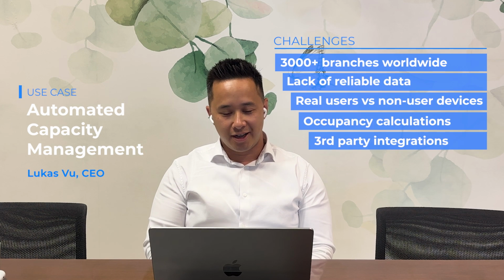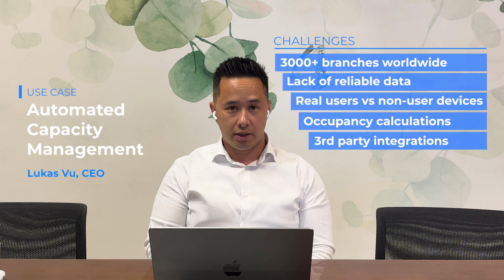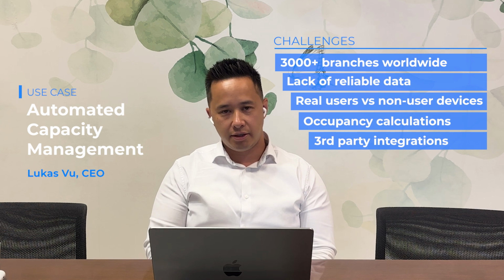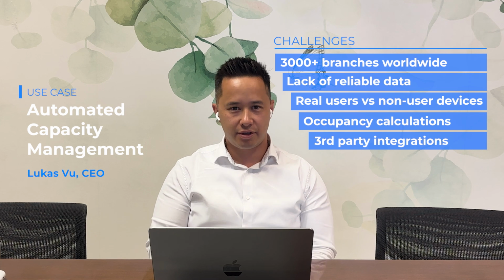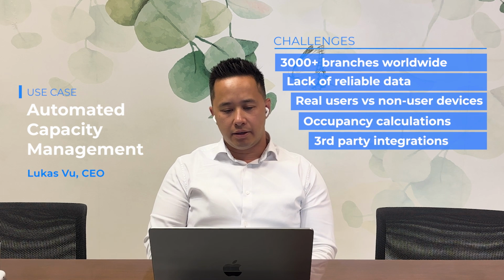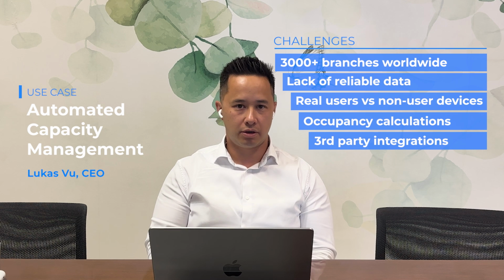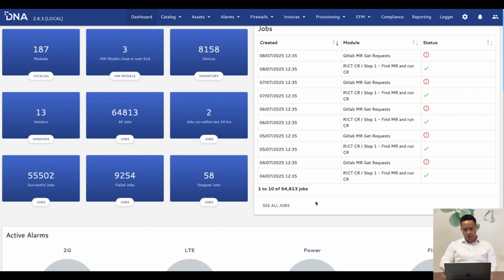Their main challenge has been the inability to track their branch occupancy under one centralized view, and a lack of reliable real-time data. They had difficulty separating the real users from other devices connected to the network. Therefore, there's been a high risk of poor business decisions related to expansions or closures of the offices and, generally speaking, real estate. So let's take a look at the solution that we have delivered to the customer.